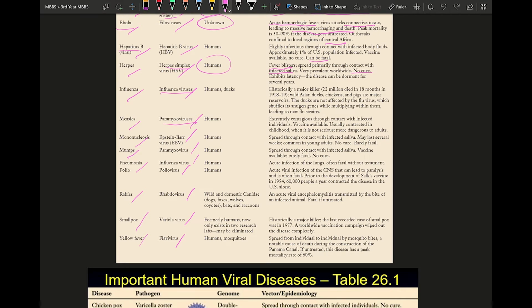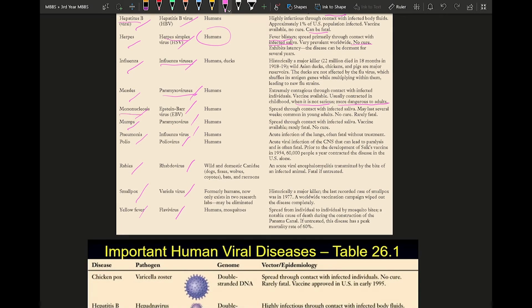Then your measles, which affects children more commonly, and there's a very important vaccine present for the measles virus, your MMR vaccine. And again, it's not serious in children, but if it occurs in adults, it's very dangerous. Mononucleosis, Epstein-Barr virus, again is common in young adults. There's no cure, and this is actually a precancerous lesion. It might lead to formation of neoplasia in the future. Mumps or parotiditis is inflammation of the parotid gland, spread by contact with infected saliva, and a vaccine is present, your MMR vaccine.